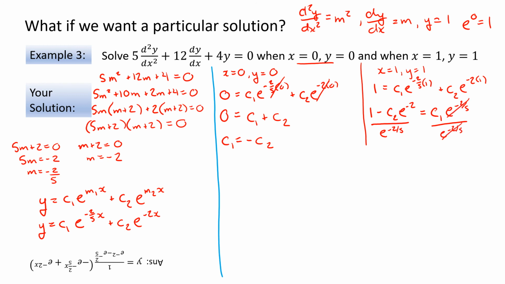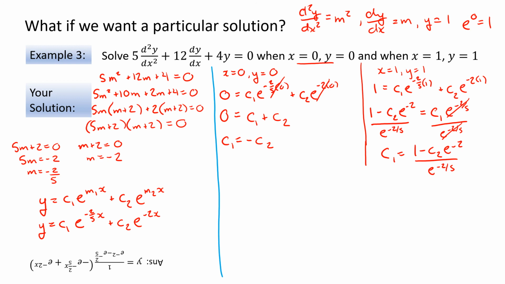Okay? So to solve for c1, we have to divide both sides by e to the negative 2 over 5. So they'll cancel here. And we get that c1 is equal to 1 minus c2 e to the negative 2 divided by e to the negative 2 over 5. So one thing you'll likely see is that the start of this is very simple when we're not solving for a particular solution. The bulk of the work in these questions, when you're finding a particular solution, is actually doing this algebra to solve for the constants.